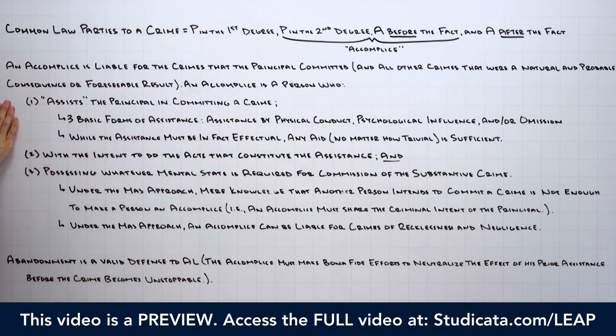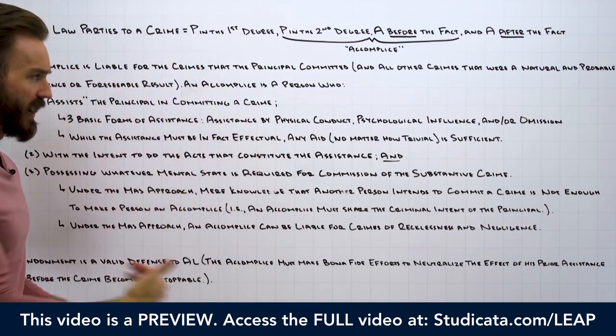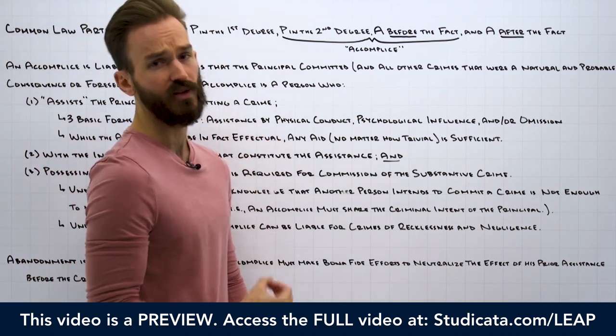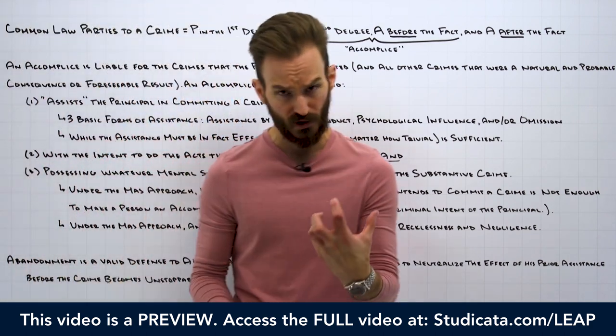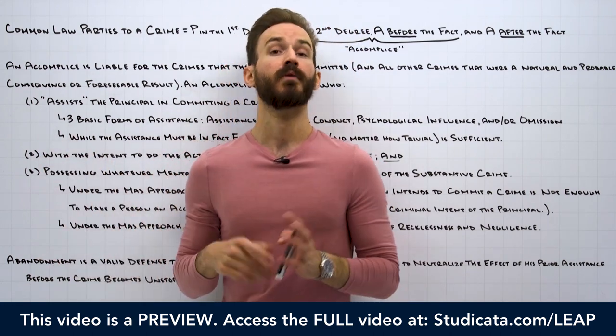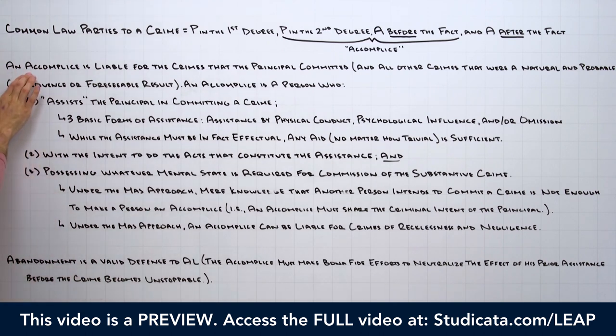But again, the big picture idea, whether we're dealing with accomplice liability and just providing assistance to another to help them commit a crime, or we're dealing with Pinkerton liability in the criminal conspiracy context, it's all about holding one person liable for crimes that have been committed substantively by another person. Okay, so we can start first with accomplice liability.